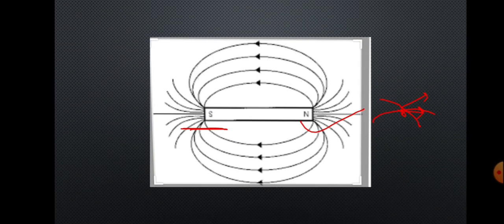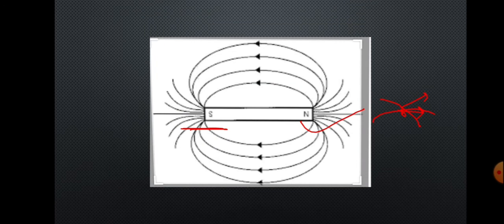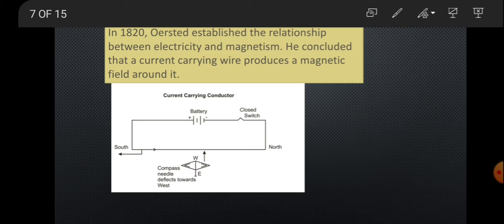You can see the diagram. Next is Oersted's experiment. What is Oersted's experiment? According to Oersted, a physicist, if we take a wire in which current I is flowing, then in 1820 he found a relationship between electricity and magnetism.